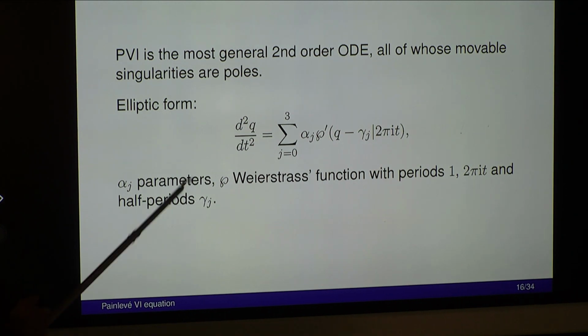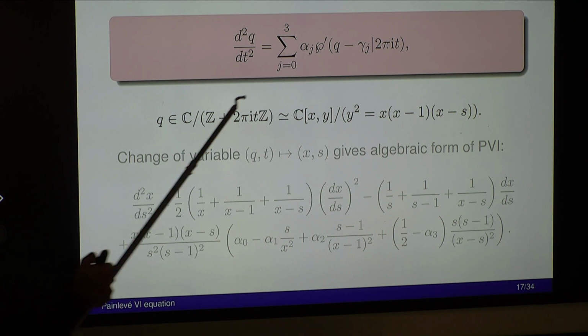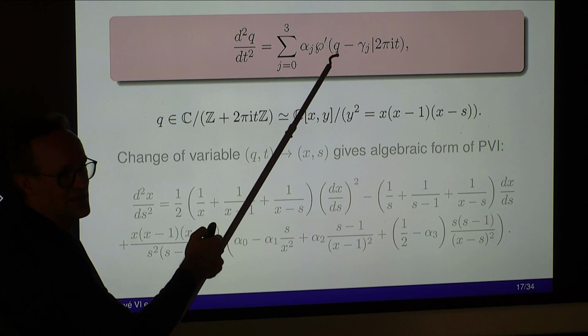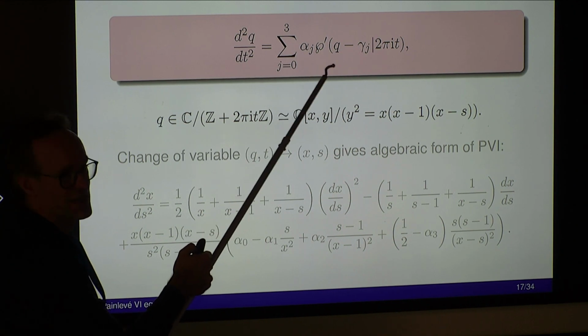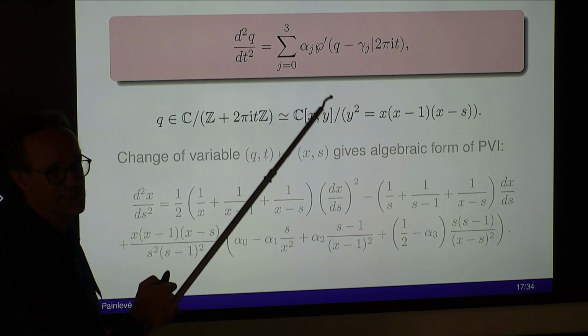Okay, so that's one way to write the equation. But you could also write it another way. So here's the equation again, and you see that if I add to q some period of this elliptic function, then the right-hand side doesn't change, and the left-hand side also doesn't change.